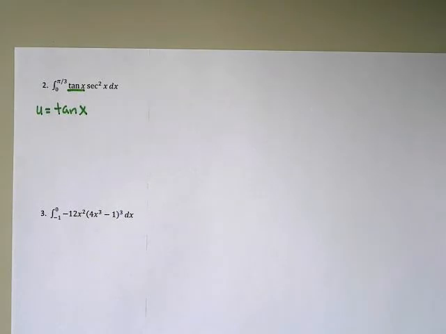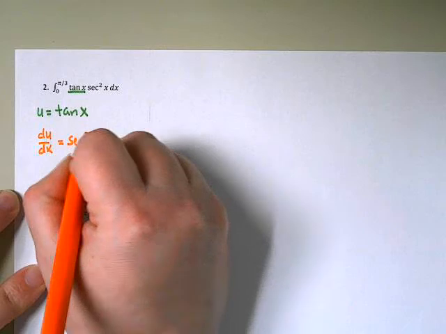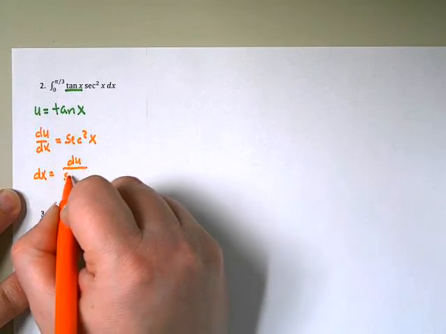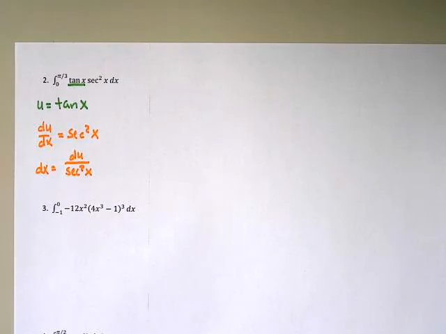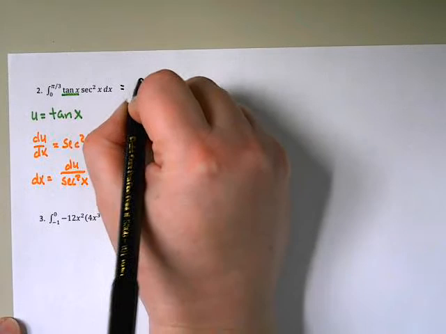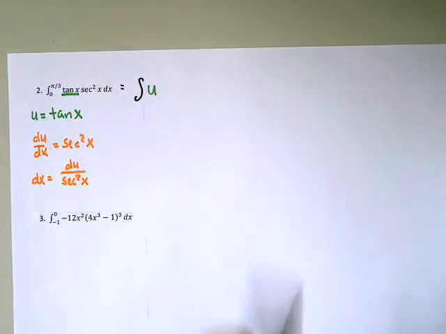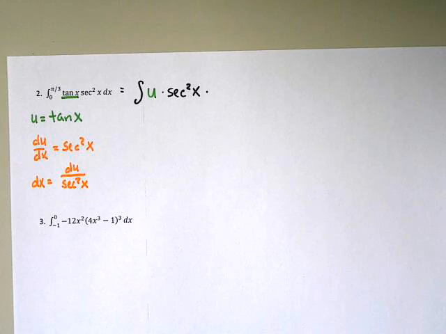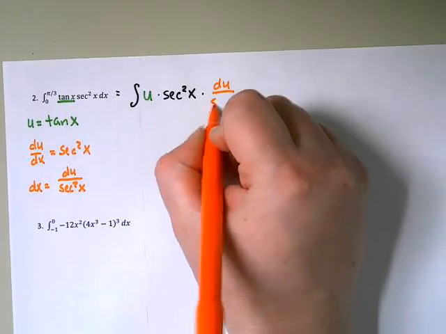And then I'm going to go ahead and take the derivative. So that means du dx is equal to secant squared of x. And if I solve for dx, I'm going to get du over secant squared x. Again, we'll multiply both sides by dx and then divide by secant squared. So that's how we get to there. And we're going to go ahead and substitute now. So that means I'm going to do my integral. Tangent of x is what I am turning into a u. So I'm going to put u times secant squared of x times, instead of dx, I want to put in du over secant squared of x.